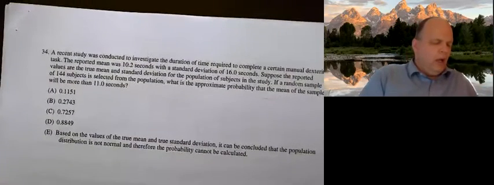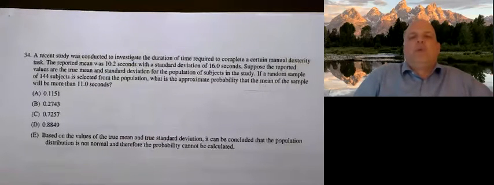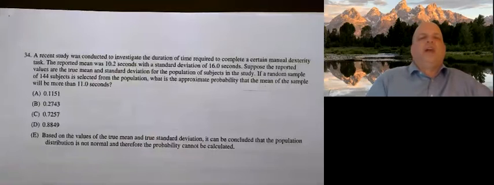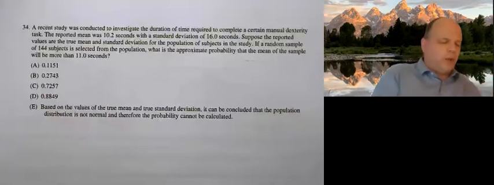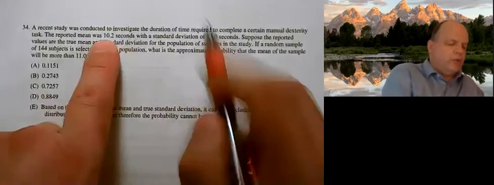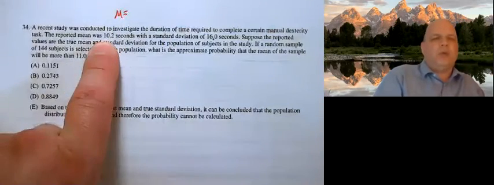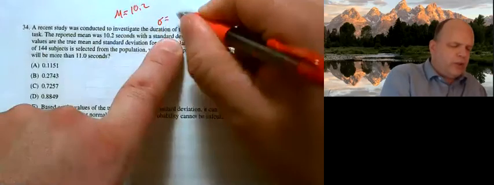All right. A recent study, this is number 34, was conducted to investigate the duration of time required to complete a certain manual dexterity task. The mean was reported as 10.2 with a standard deviation of 16. Suppose the reported values are the true mean and standard deviation for the population. So they're telling me that these are not sample values. These are the actual values. So the mean is 10.2. And the standard deviation of the population is 16.